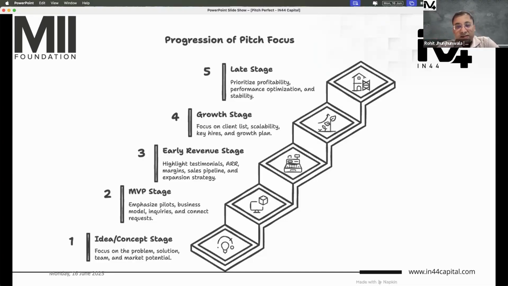And then growth stage and late stage. I don't think you will have a lot of people who are in the growth stage or late stage in this group, so I'm sort of skipping that right now. But in case everybody wants to understand that, it just goes on from there.